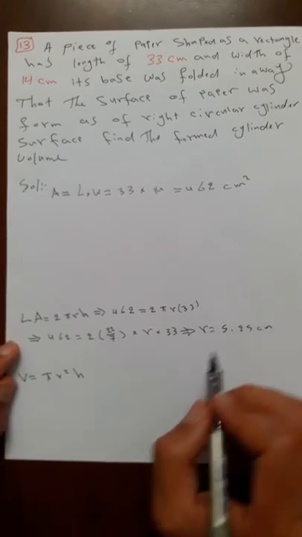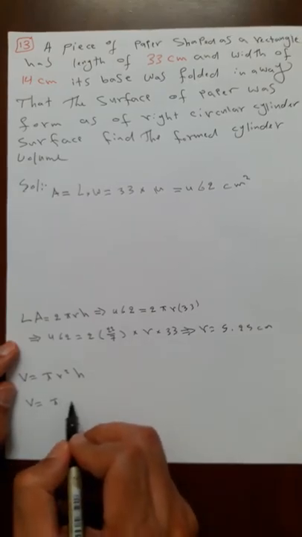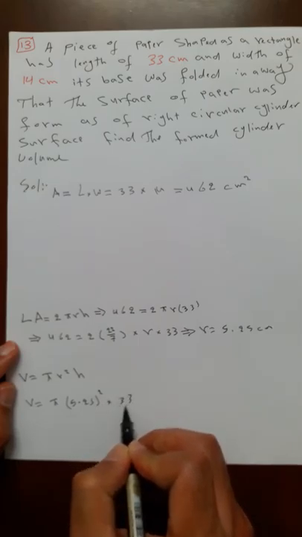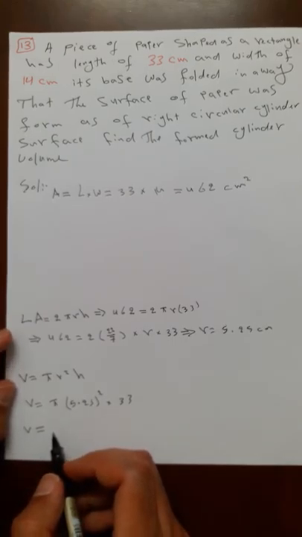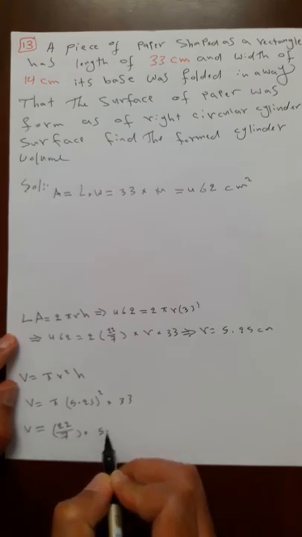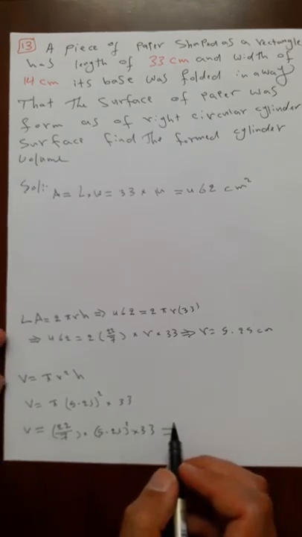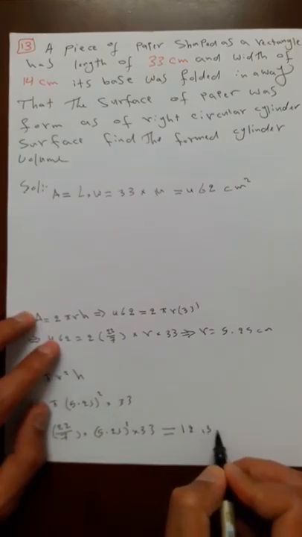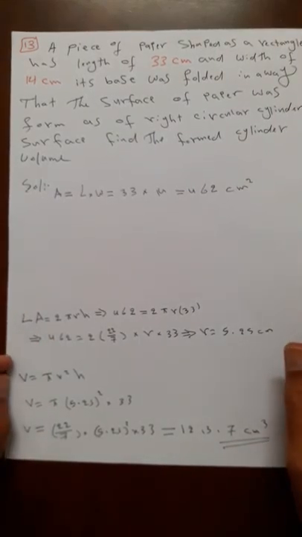Now I substitute the value of r in this rule. V equal to pi, and r is 5.25 square, multiply h is 33. And that leads to V equal to pi, which is 22 divided by 7, multiply 5.25 square multiply 33, and this is equal to 1213.7 centimeter with power 3. This is the volume of the cylinder.